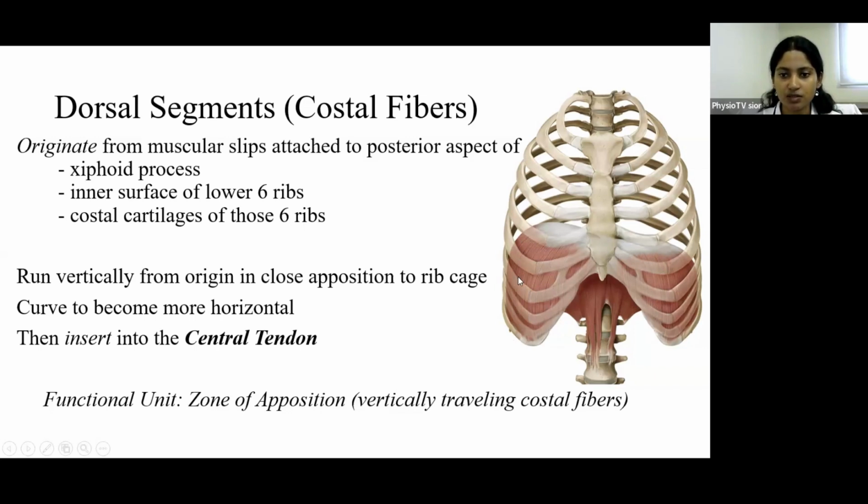So this area where the fibers are running vertically in approximation or in apposition with the rib cage is known as the zone of apposition. We need to keep this zone in mind, because this zone plays the major part in breathing. So this is the zone of apposition.